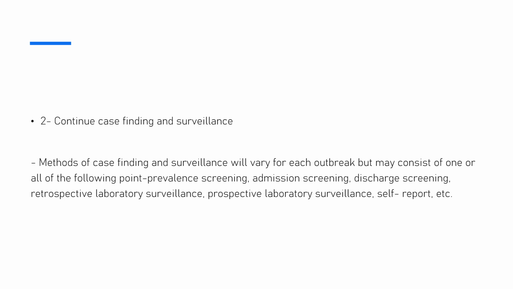The second step of following up is that we should continue case finding and surveillance. Methods of case finding and surveillance will vary for each outbreak, but may consist of one or all of the following: prevalence screening, admission screening, discharge screening, retrospective laboratory surveillance, prospective laboratory surveillance, and self-report. These ways of surveillance can also help us to identify new cases, with the help of the case definition.